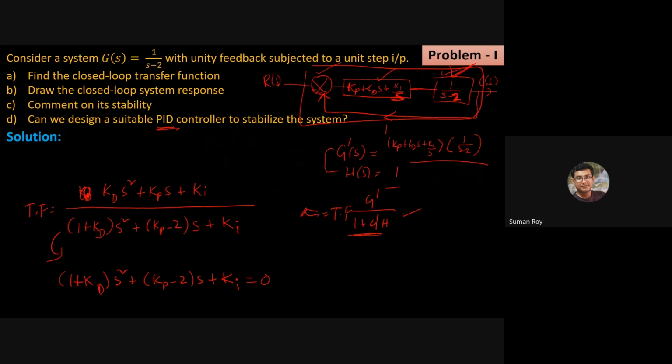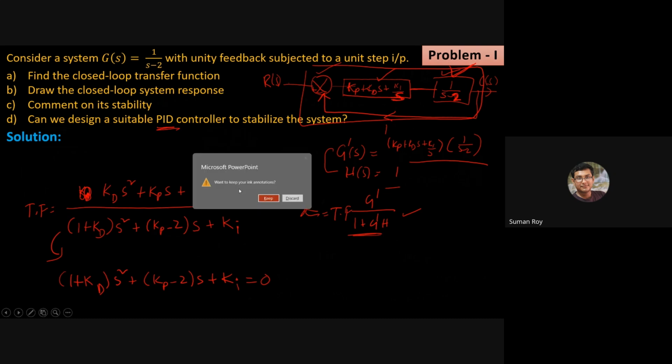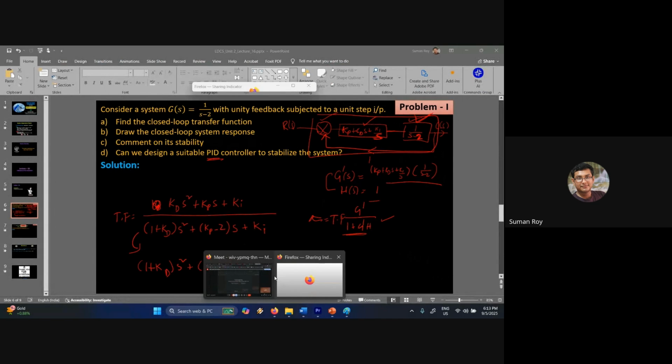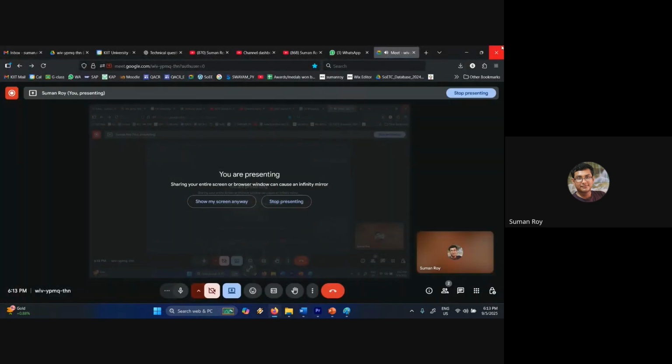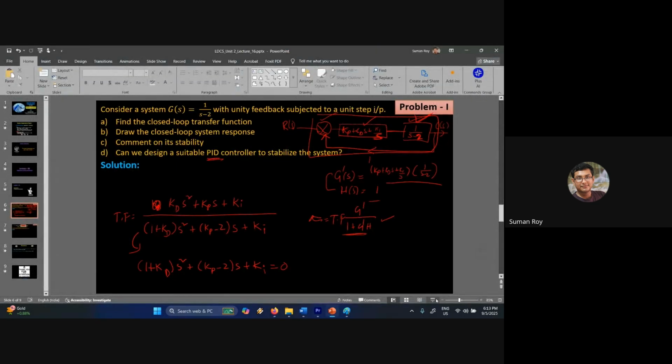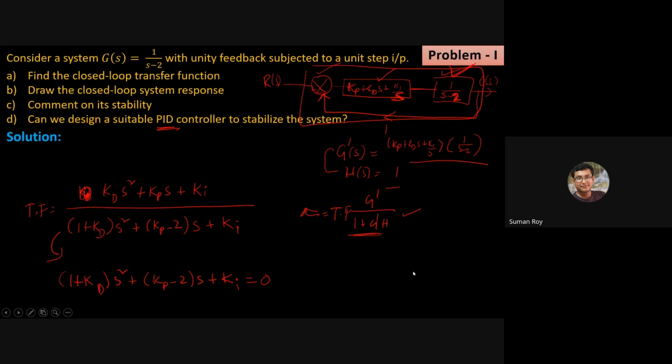Can you give me an example of a stable system? My question is, can you give me a characteristic equation which is stable? The answer is, of course, like this one you can take: S² + 3S + 2 = 0. Why is this a stable system? Because there are two roots, both on the negative side, −1 and −2.